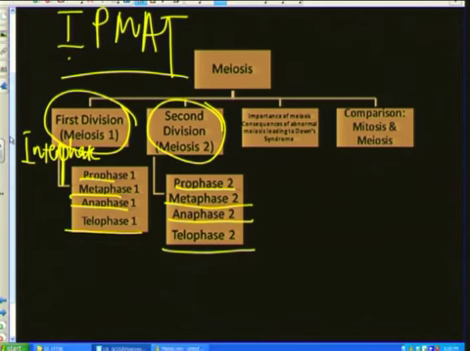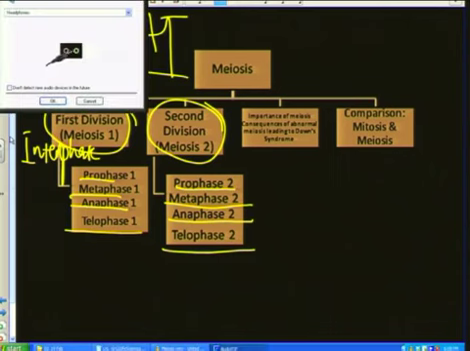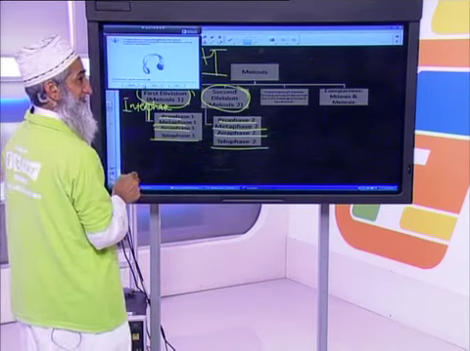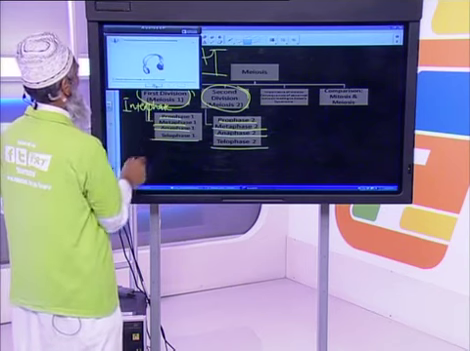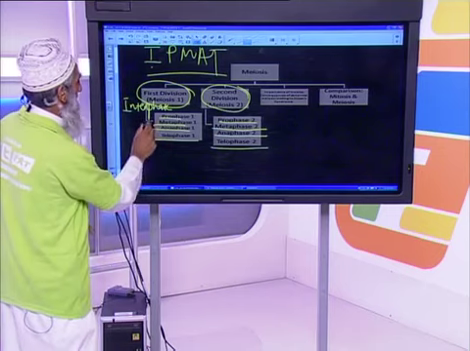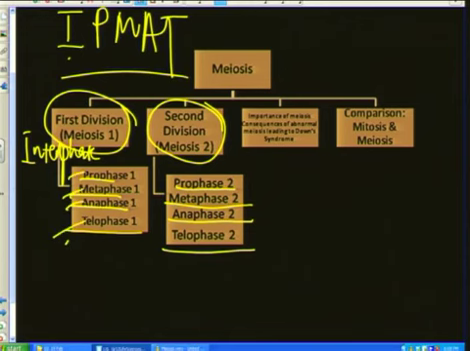Remember this year, you need to know the names of the phases. Up to last year, from 2011 up to 2013, the matriculants did not need to know the names of the phases. It was ridiculous anyway, but now we've corrected that. You need to know the names of the phases and what happens in each of those phases. So you need to describe what happens in each of those phases.